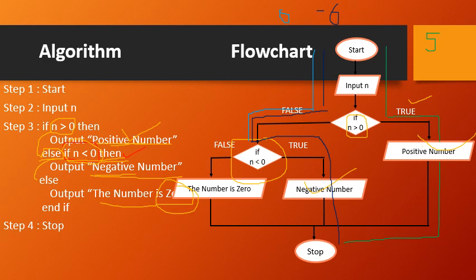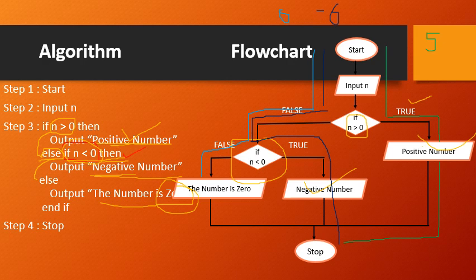N less than 0. So 0 less than 0. Is it true? No, it is not. So that is again a false value. So it will come on the false part. Then in the false part, what do we have? The number is 0 will be displayed. Yes, that is what the algorithm, the flowchart, should be doing, right?